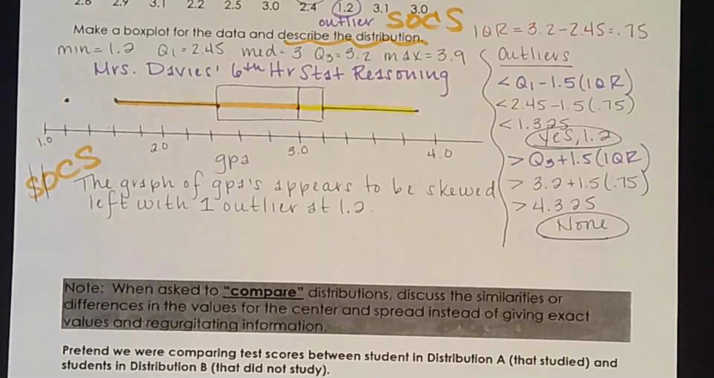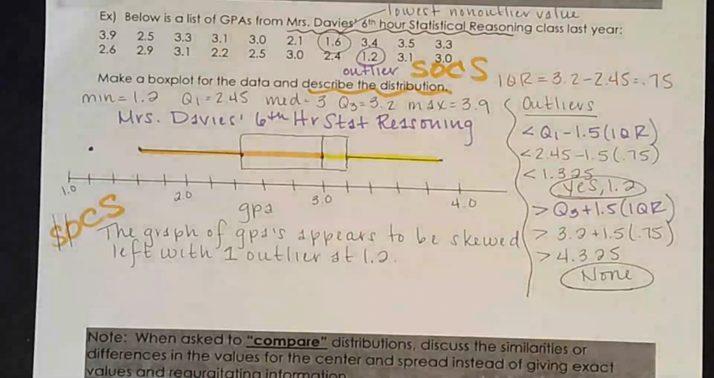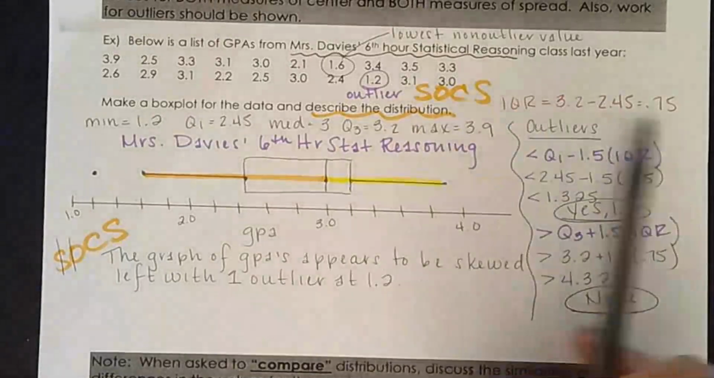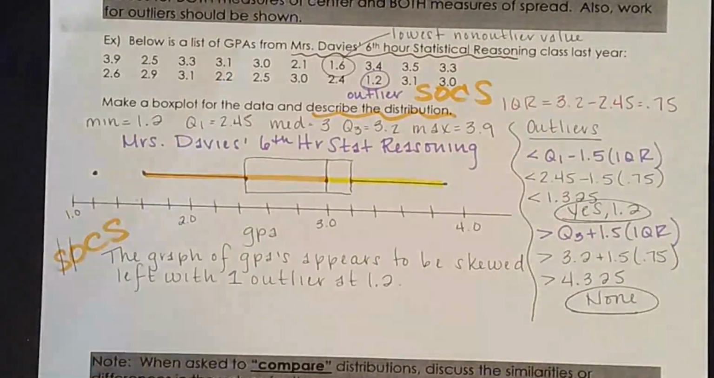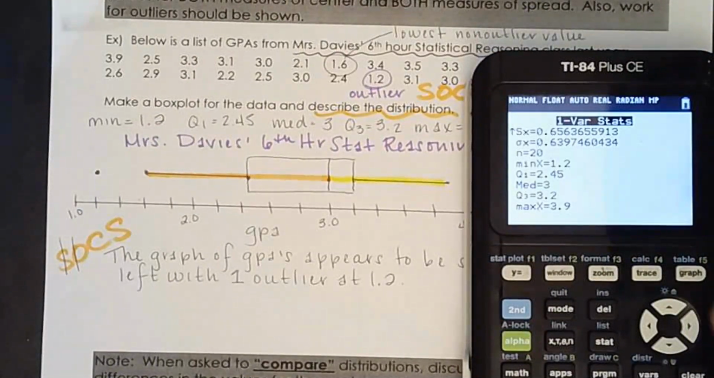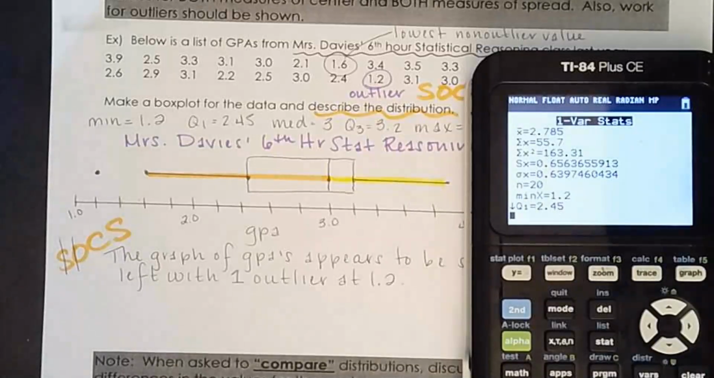C stands for center. I already have a center written up here. What statistic do I already have written for center? Median. So I'm going to use that. And then what statistic do I already have written for spread? IQR. Okay? But keep in mind, you guys, you can use the mean or the median for center. You do not need to write both. What's the mean for one variable stats on my calculator? Yeah, it's the 2.785. It's x bar.